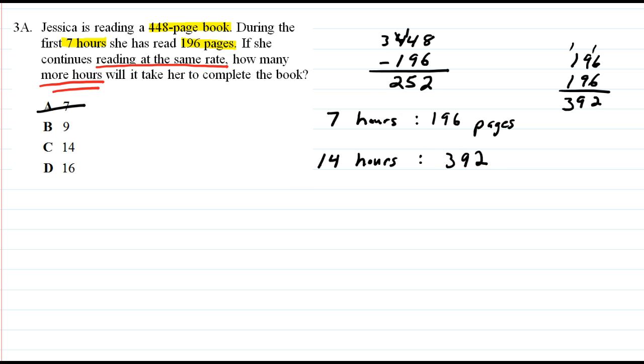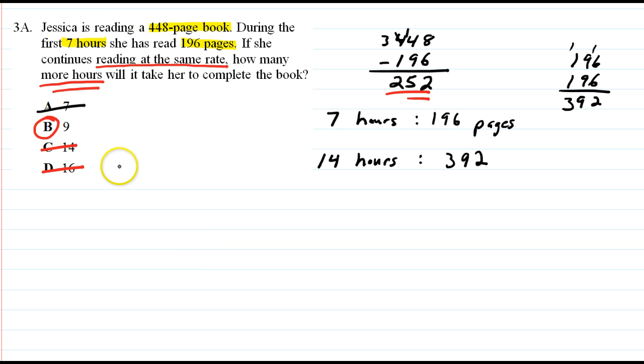But again, she only needs to read 252. So that means it's going to be less than 14 hours. So that means it's not C, because it has to be less than 14. It's not D, so the correct answer has to be B. So this is an example of where we try to use logic to get the correct answer. If you want to write an equation, you can do that.